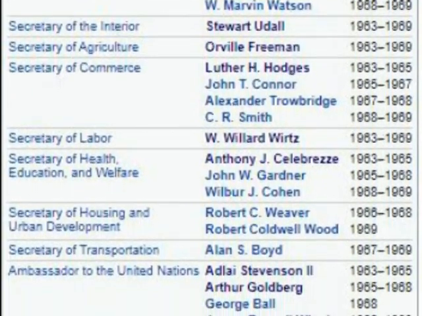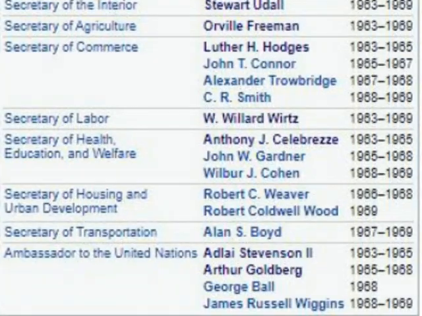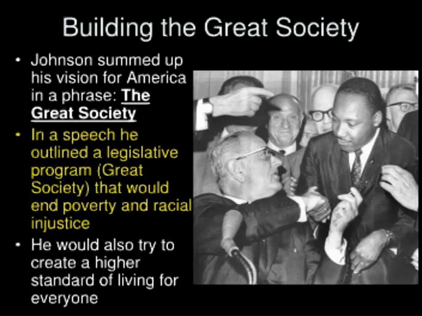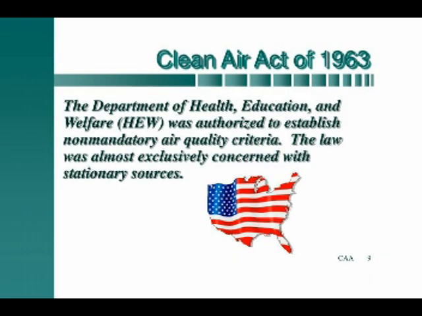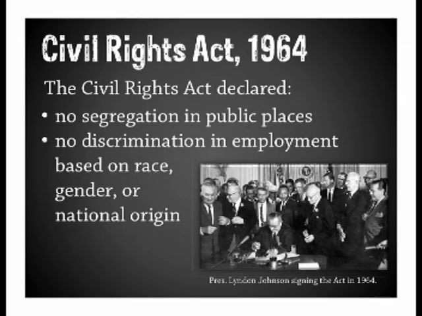Johnson expanded upon the New Deal with the Great Society, a series of domestic legislative programs to help the poor and downtrodden. After taking office, he won passage of a major tax cut, the Clean Air Act, and the Civil Rights Act of 1964. After the 1964 election, Johnson passed even more sweeping reforms.